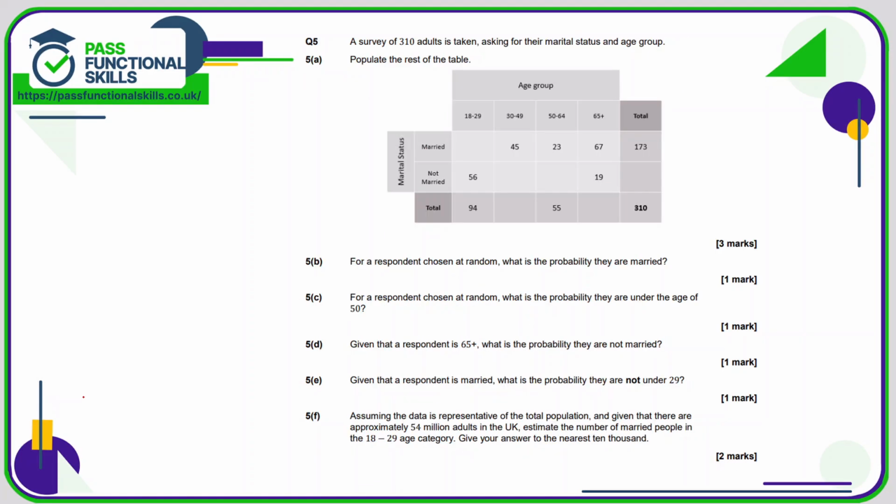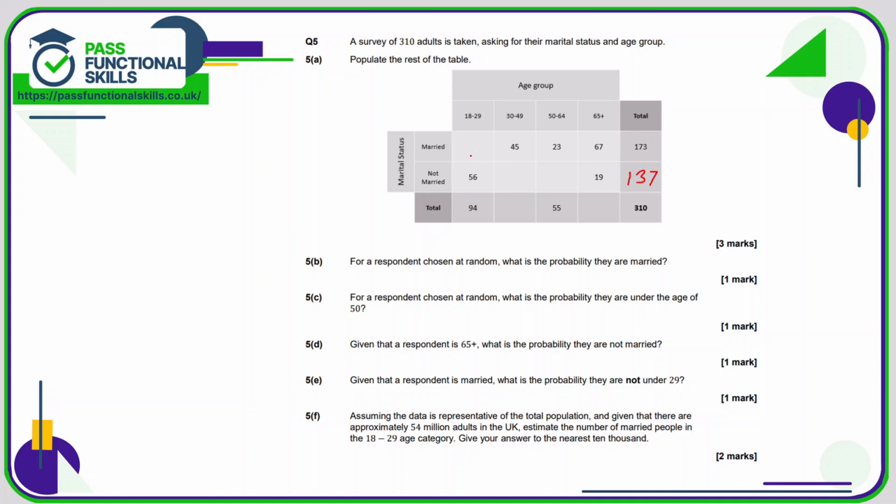So for question 5, the first thing we need to do is to populate this table. So what we're looking for is either a row or a column that only has one missing value. So for example, in this total column, we've got only one missing value here, so we know the grand total is 310. Of the 310, 173 are married, so the rest are not married. So that calculation is 310 take away 173, which means that in total 137 were not married.